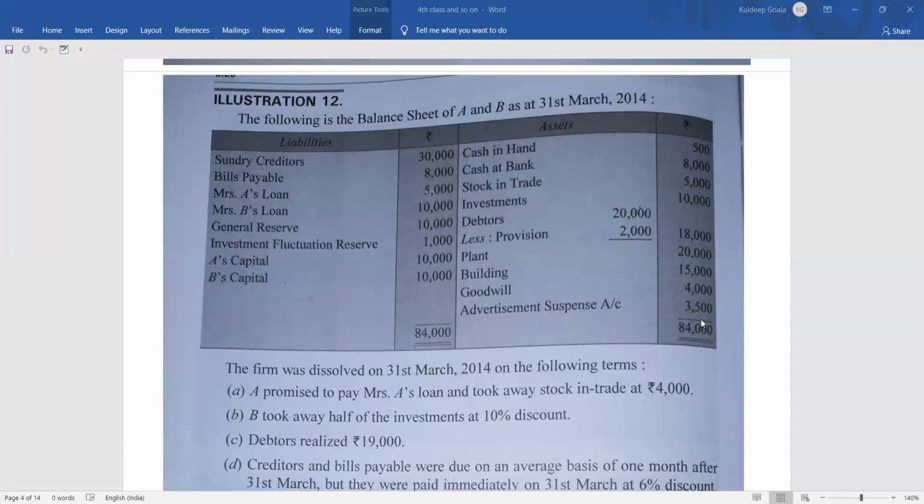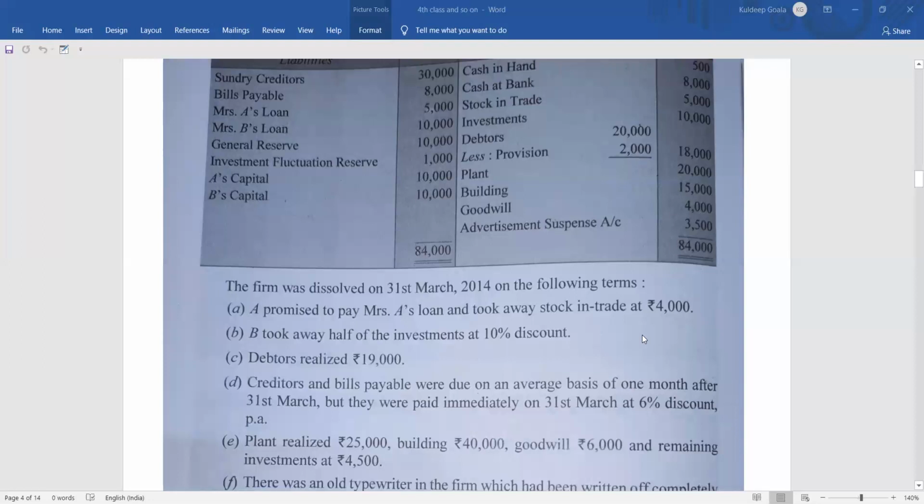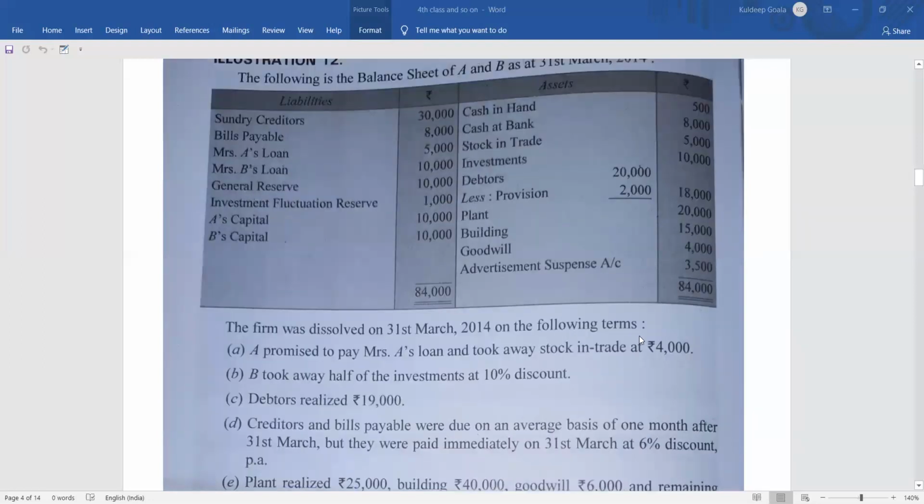And advertisement suspense account, as I already told you, will go to the partners' capital account debit side because it's an accumulated loss. We generally call it deferred revenue expenditure.